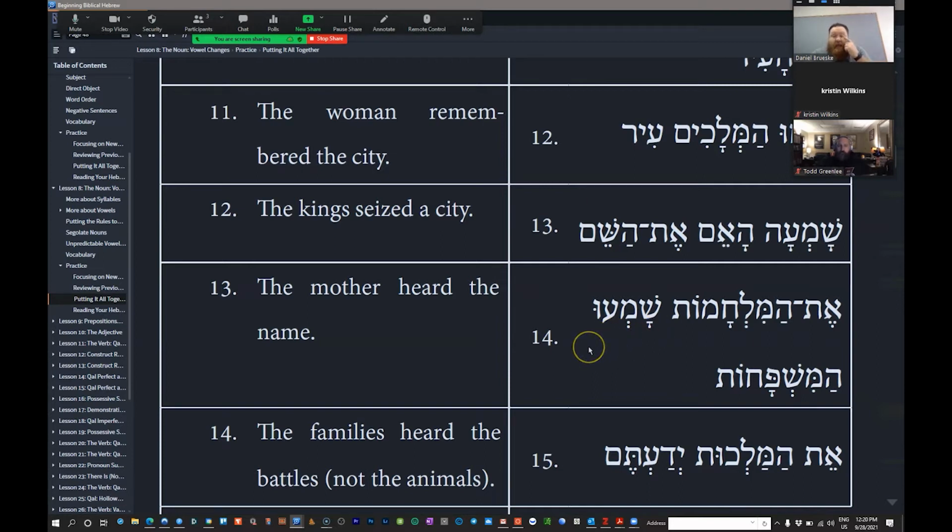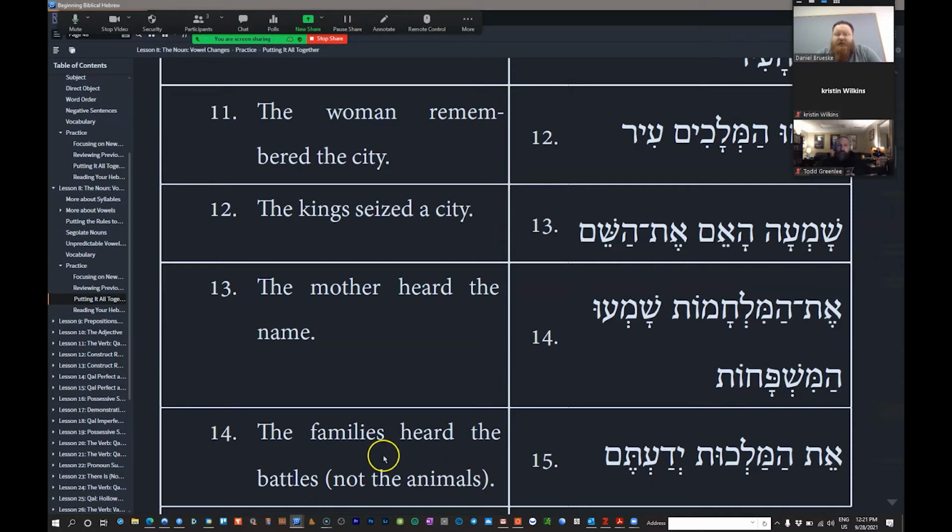And so the proper translation would be "the families heard the battles," but maybe a more interpretive translation would be something like "the battles are what the families heard." But again, that has to bring in a relative clause. And we don't want to do that if we don't have to, because, I hate to use the term literal, but it's not as literal, it's not as word for word of a translation.